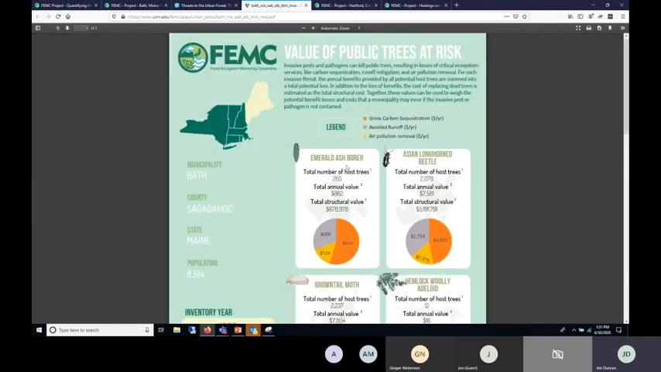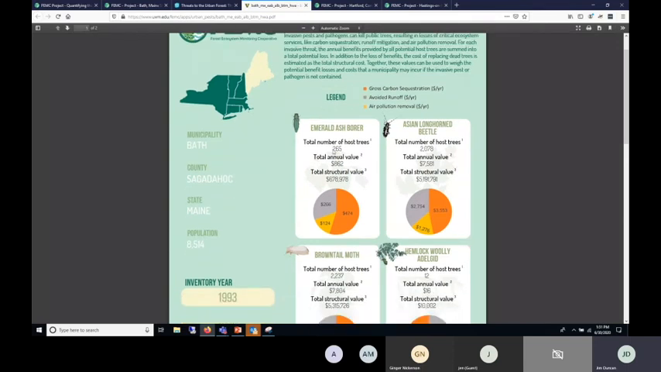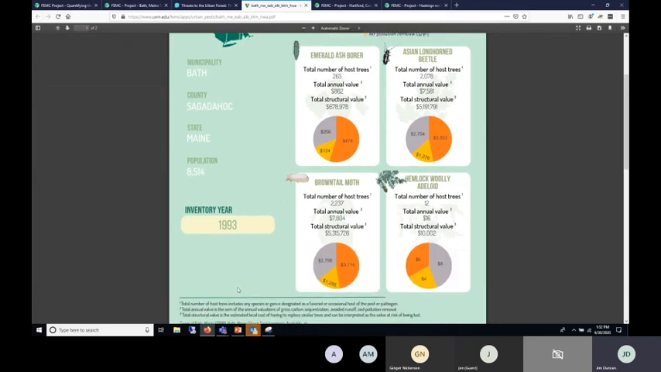Here we're showing EAB, ALB, Browntail Moth, and Hemlock Woolly Adelgid. It gives the total number of host trees in the inventory. So there are 265 host trees for EAB. Total annual value from carbon sequestration, runoff, and air pollution, and total structural value to replace that. So it gives it for ALB, hemlock woolly adelgid. There's a paltry 12 hemlock trees in the municipality, and then browntail moth, the exposure is the greatest of the four. It gives information on the county, the population, the inventory year. This is a quite old inventory that we had to use.